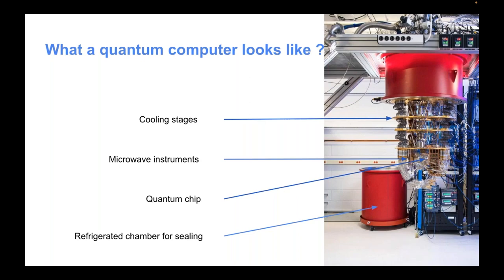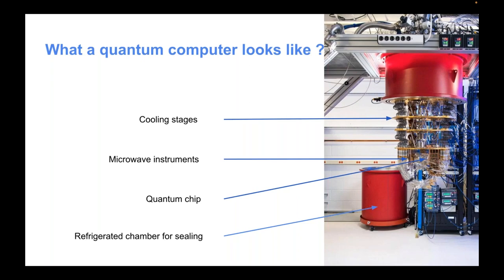So you have this sealing chamber, right? It's open right now. That's why we can see the internal components. At the very middle of this, I will call it a mess, but it's not the correct term, there is the quantum chip. We will see later what it looks like exactly and how it works loosely. Around it, you have a lot of red wires. It's microwave instruments.